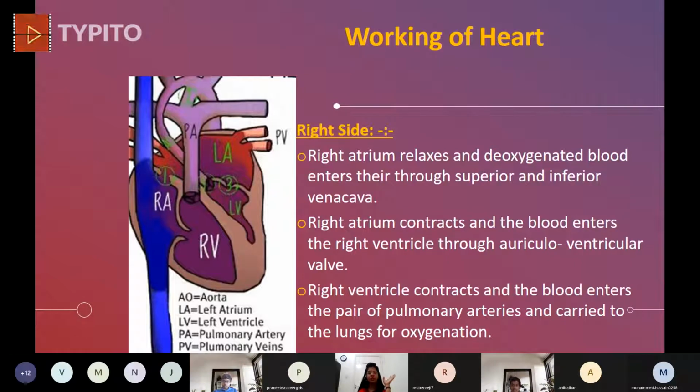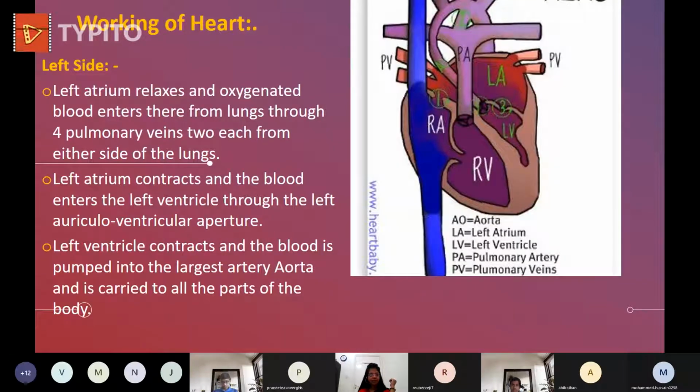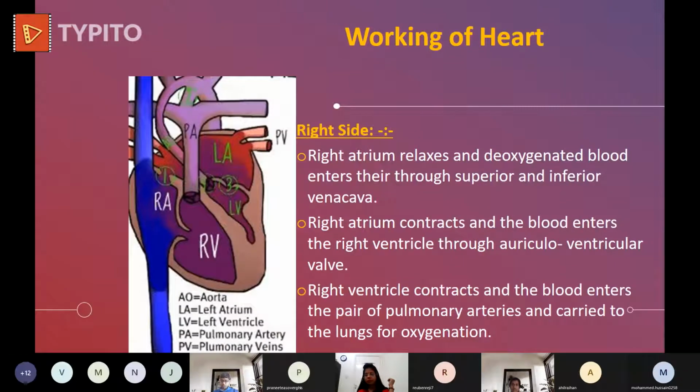Now I'm going to teach you the working of the heart, how the heart is working. But for my convenience, I have divided it into right side and left side. Okay, just for my convenience. Later on, I will tell you how the heart is actually functioning. Let's concentrate on the right side. So what is the right side? This is the right side. And this is the left side of the heart. Right side of the heart contains what kind of blood?